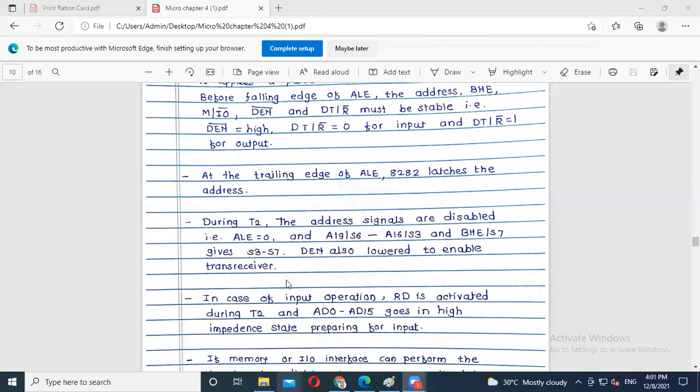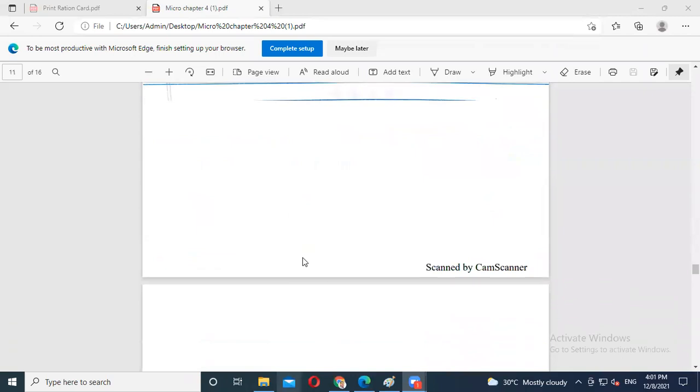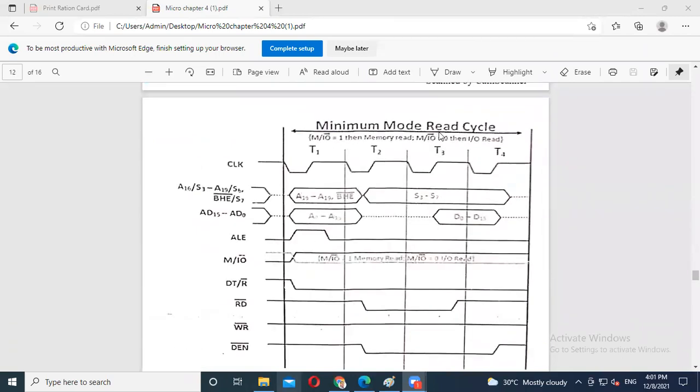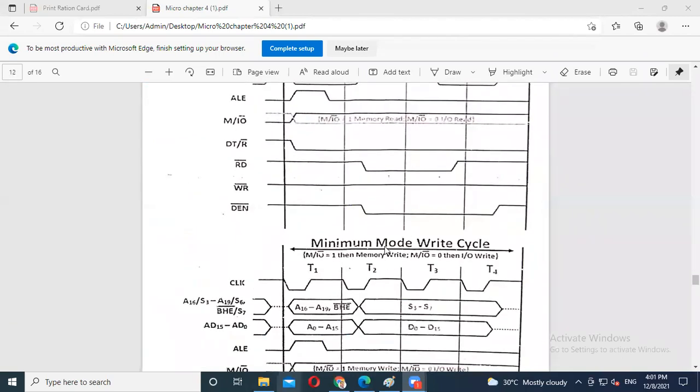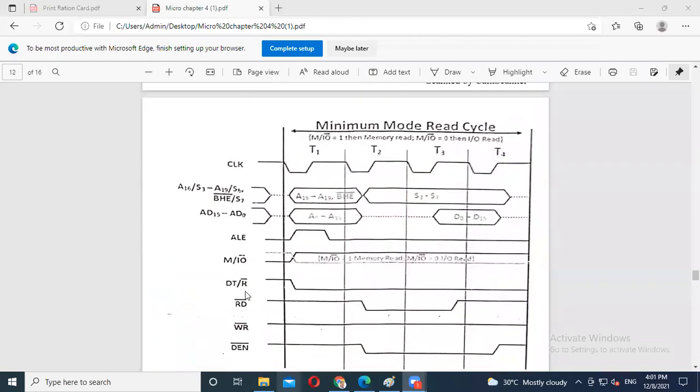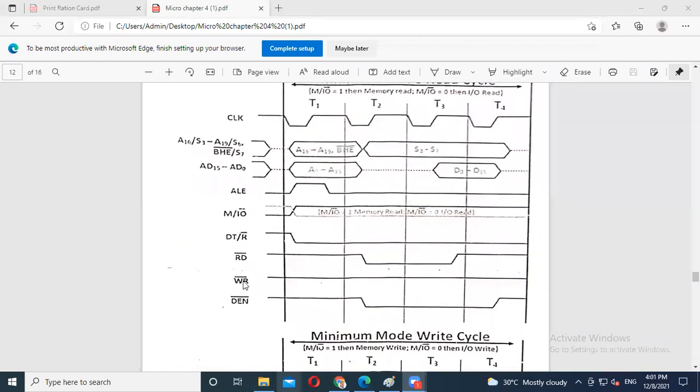So for that we have to form the minimum mode read cycle and the minimum mode write cycle. That is data enable, write, read, data transmitter and receiver, memory input and output. That is ALE, and it is the address lines. So it is address data. These are the data lines, AD0 to AD15. That is the address lines.